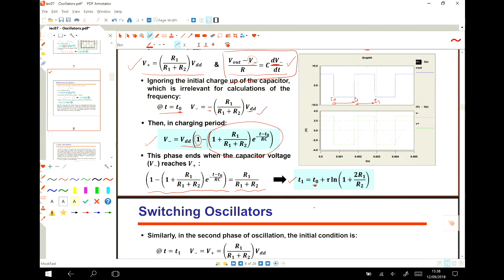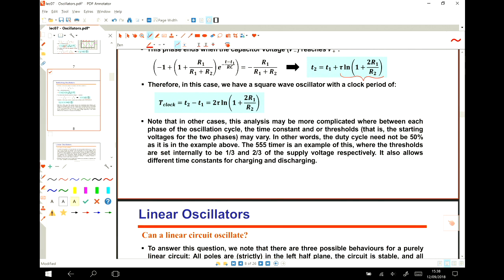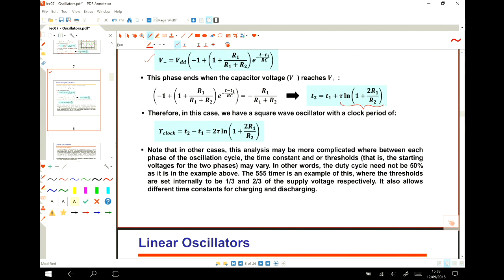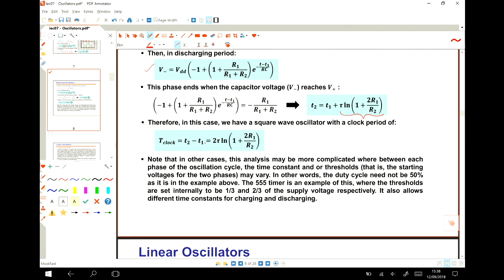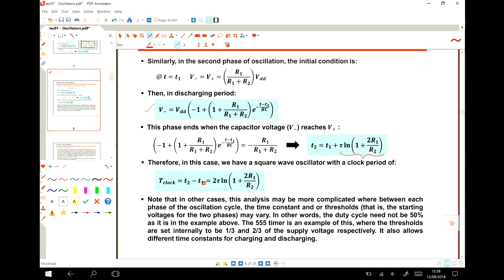And then the whole period is actually T2 minus, I think, T naught. This is not correct. This is T naught. It is T2 minus T naught, and it is 2 tau ln of this one.